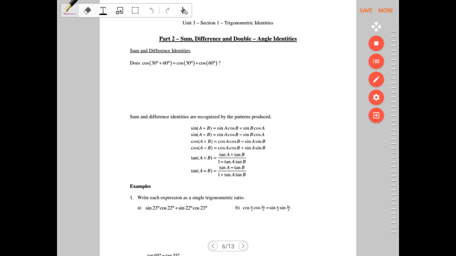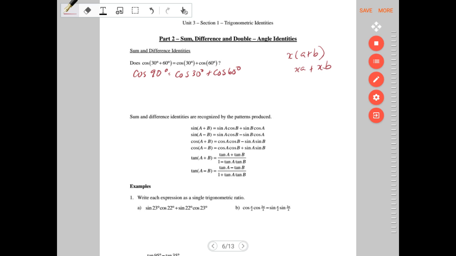So, is this like when we have polynomials, when we have x times (a plus b)? Is that the same as xa plus xb? Well, let's see if it works for trig identities as well. Does cos(30 plus 60) equal cos 30 plus cos 60? So, 30 plus 60 is 90. So, cos of 90 equals cos of 30 plus cos of 60.